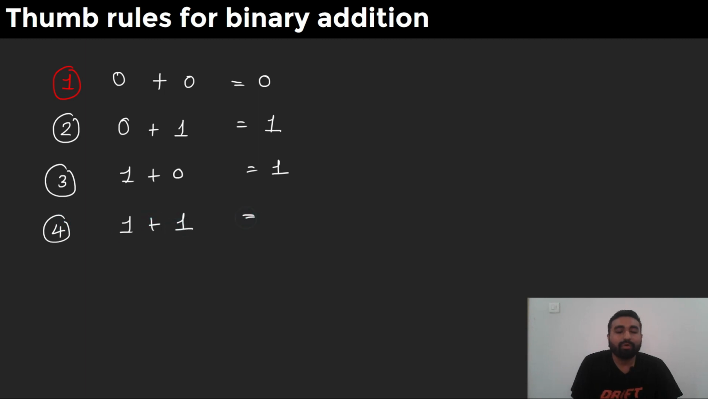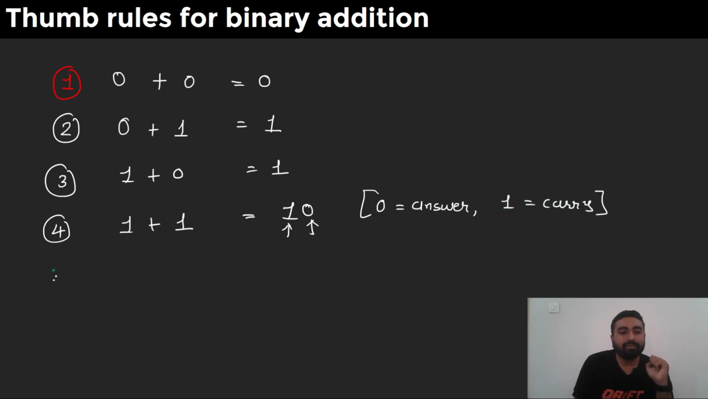Now 1 plus 1 we all know it is 2, but that 2 is in the decimal, not in the binary. So for binary, 1 plus 1 will be 10. So 0 will be your answer and 1 will be your carry. I will write over here, 0 is your answer of the addition, and 1 is simply the carry.